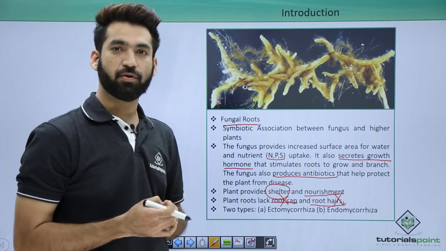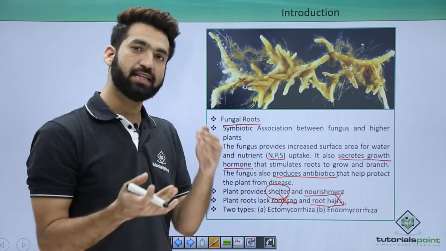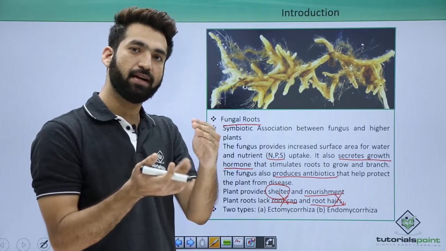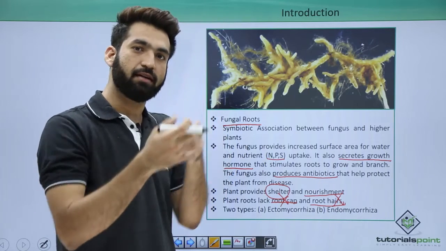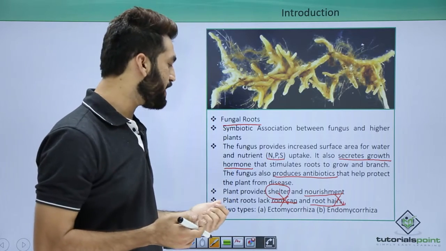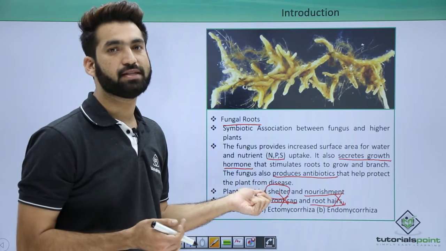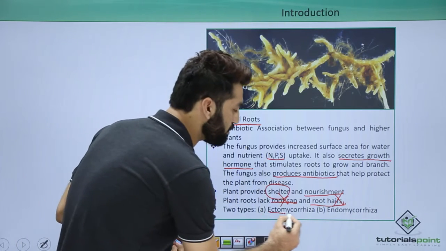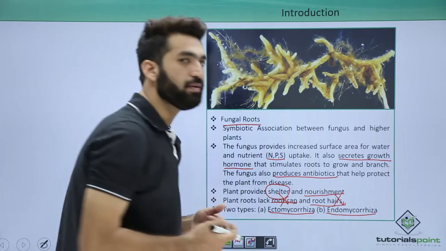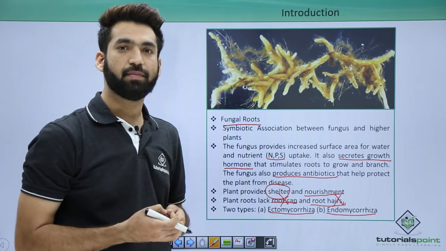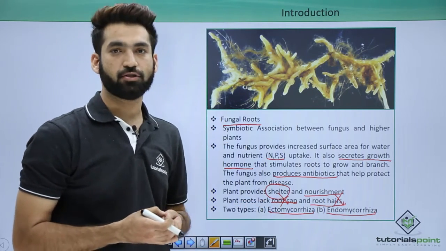The position of the fungus can be over the surface of the plant, or it can go to the cortical regions also. So when you talk about mycorrhiza, basically two types of mycorrhiza association are found. One is ectomycorrhiza, another is endomycorrhiza. In the next session, we'll be discussing the details of ectomycorrhiza.